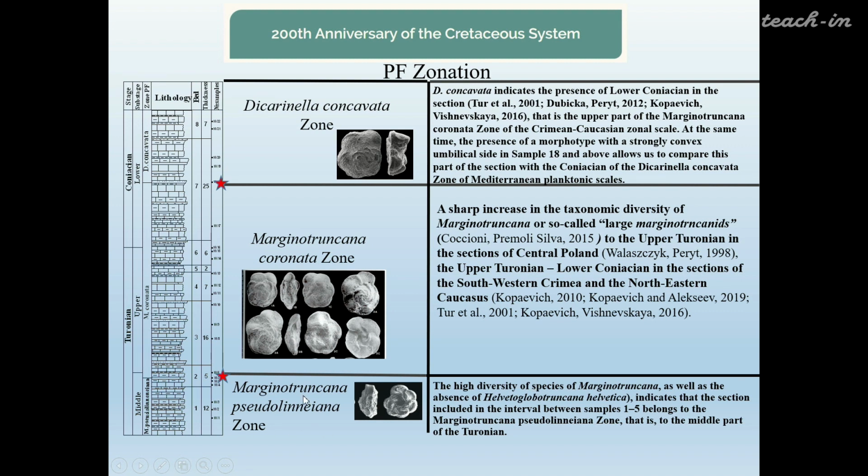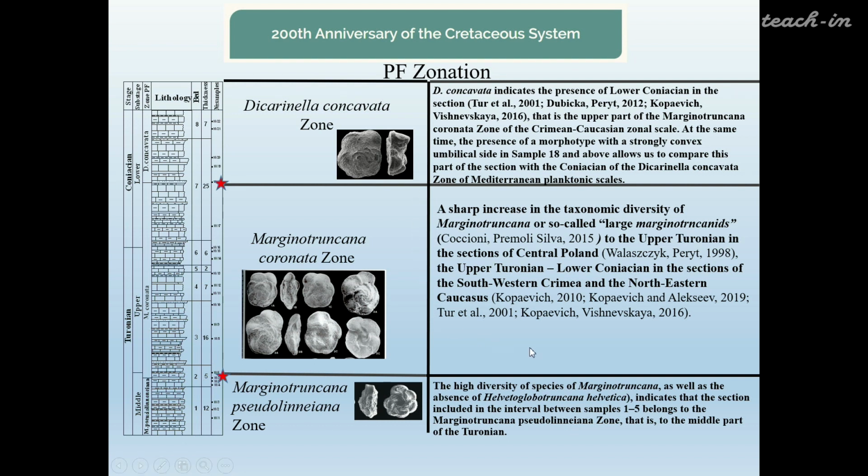The Marginotruncana or Marginotruncana pseudolinneiana zone. The high diversity of species of Marginotruncana, as well as the absence of Helvetoglobotruncana helvetica, indicates that the section included the interval between samples 1 and 5. It belongs to the Marginotruncana pseudolinneiana zone, which is the middle part of the Turonian.